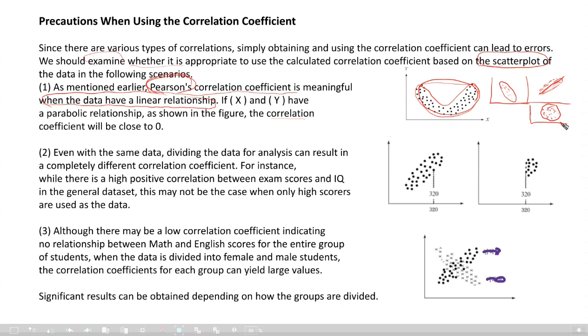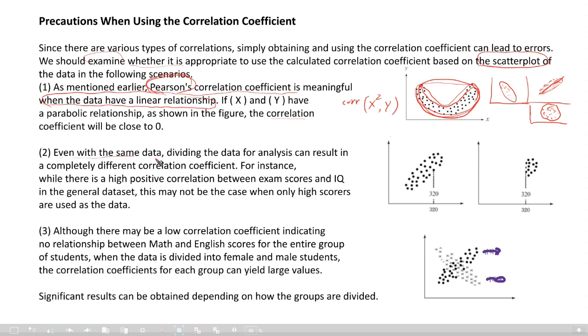That's why x squared and y, the correlation coefficient will be close to what? 1. Because its shape is parabolic. Okay?